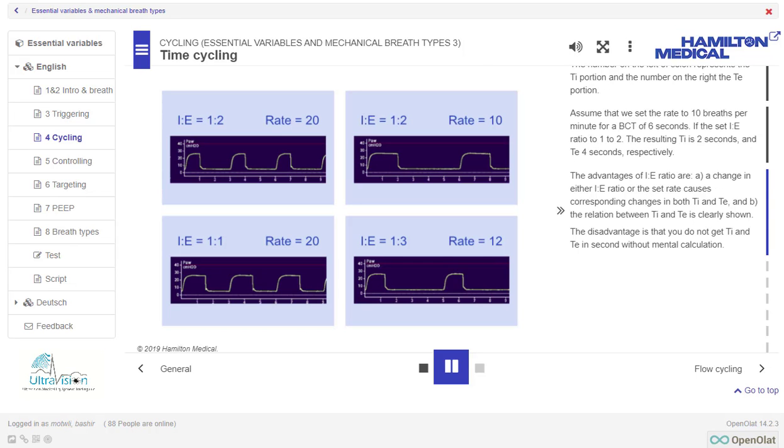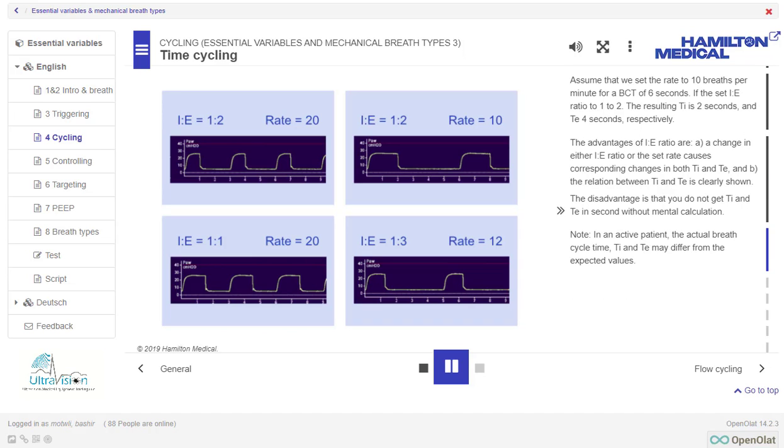The advantages of I/E ratio are: A, a change in either I/E ratio or the set rate causes corresponding changes in both TI and TE, and B, the relation between TI and TE is clearly shown. The disadvantage is that you do not get TI and TE in seconds without mental calculation.